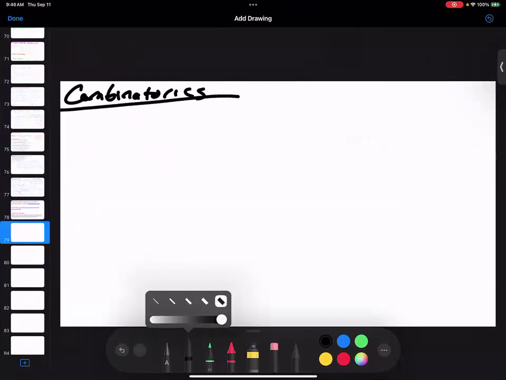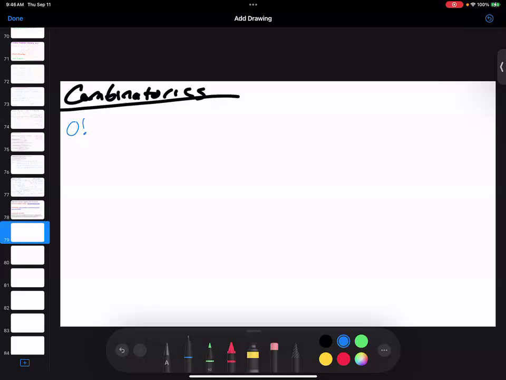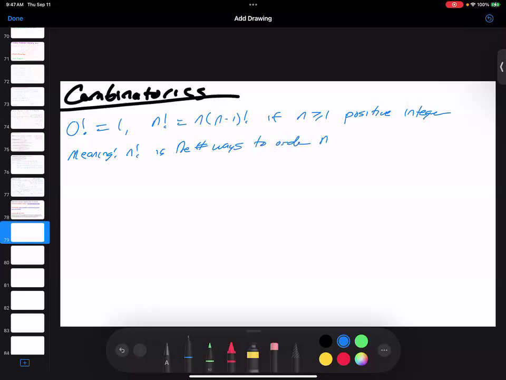Okay, so the question was to review combinatorics. And so this is extremely important for counting. So we define 0 factorial to be 1, and n factorial is n times n minus 1 factorial if n is greater than or equal to 1, a positive integer. And it has a meaning. N factorial is the number of ways to order n objects. So order matters. This function is growing very rapidly, and it's a fun game to try to figure out just how fast it is growing.